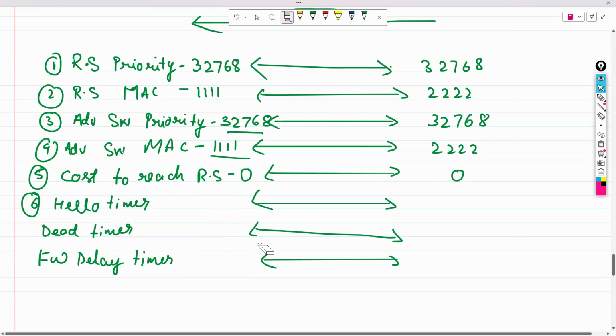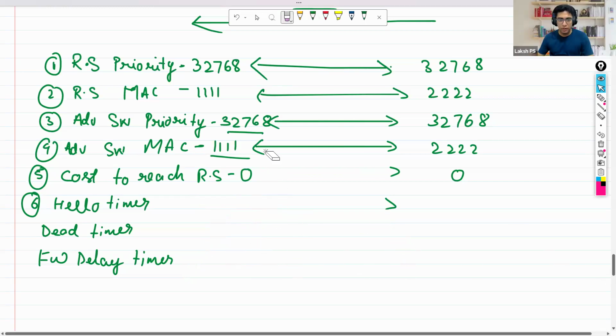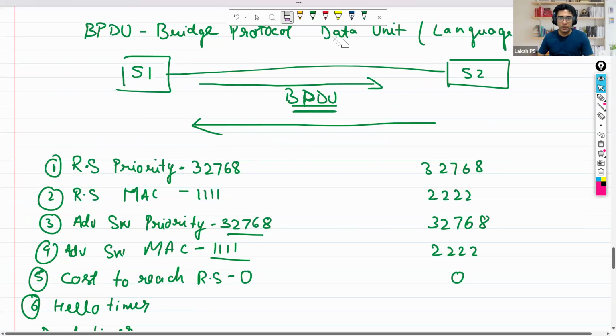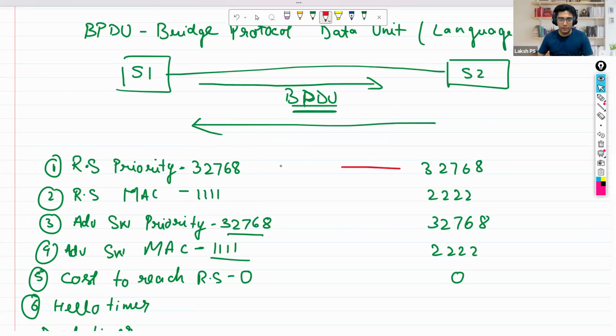Yes, clear. Now, the moment these BPDUs are exchanged between the switches, switch 1 will receive the BPDU from switch 2. It will see the priority. Okay, priority is the same. Let's go to the next tiebreaker, that is the MAC address. Obviously, my MAC address is lower than switch 2's MAC address, and hence I will be the root switch between the two of us. Clear?